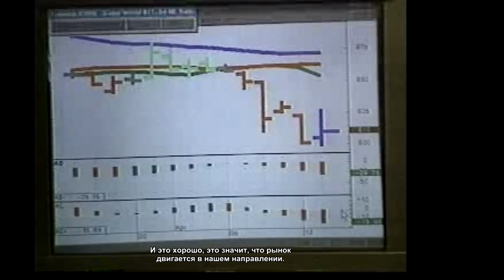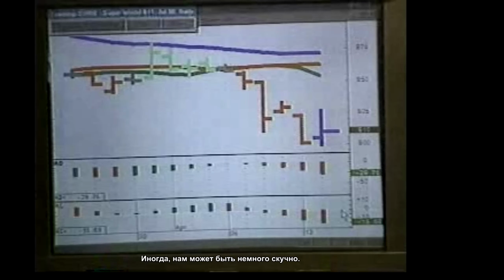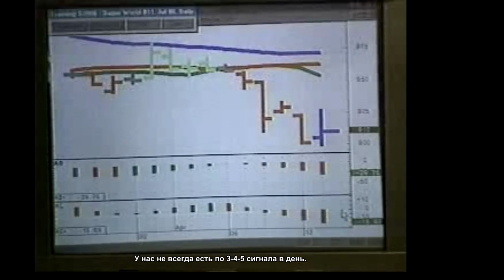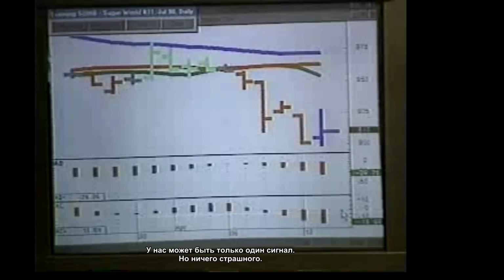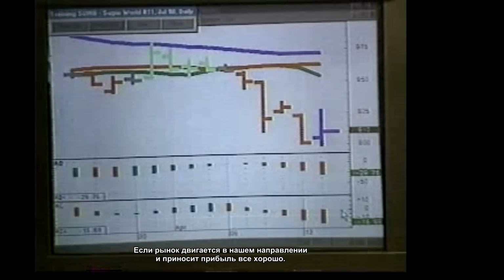Now this is good though, because the market is going in our direction. Sometimes it seems a little boring. We may not have 4, 5, 3 signals every day. We may just have 1. But that's okay. As long as the market's going in your direction and we're making money, we don't care.